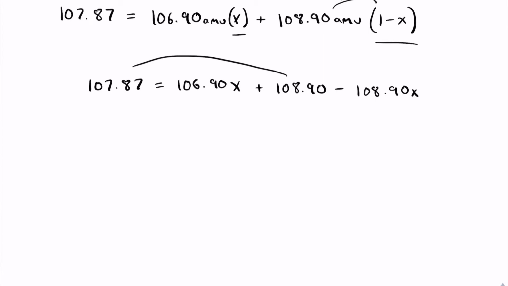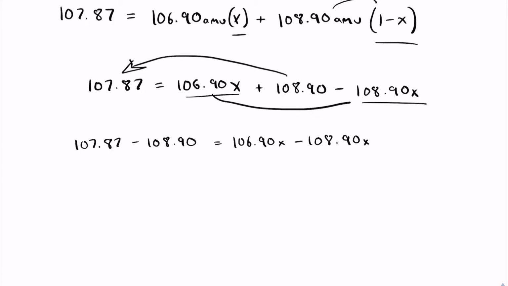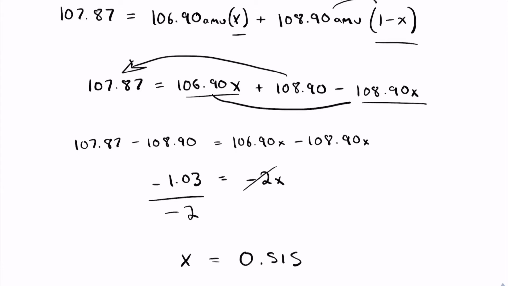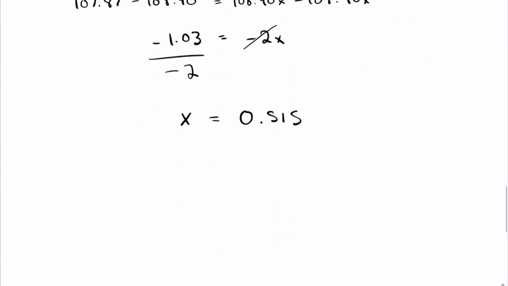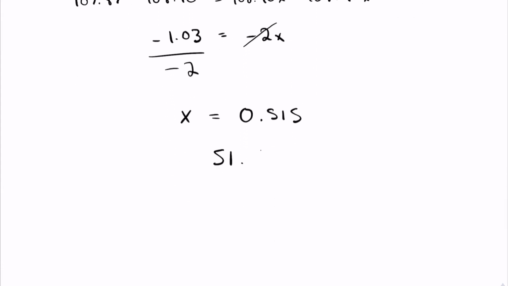So we'll bring this over to this side, and we'll do just a little bit of math to subtract this from here. Now all we have to do is simplify each side, and solve for x. And here we can see that x should equal 0.515 or 51.5%.